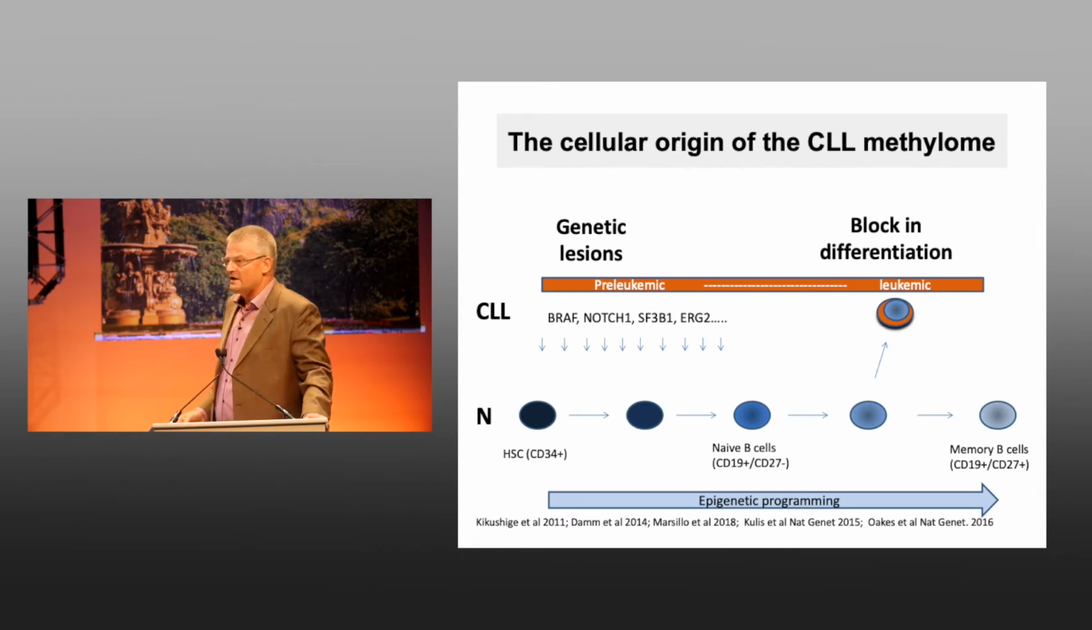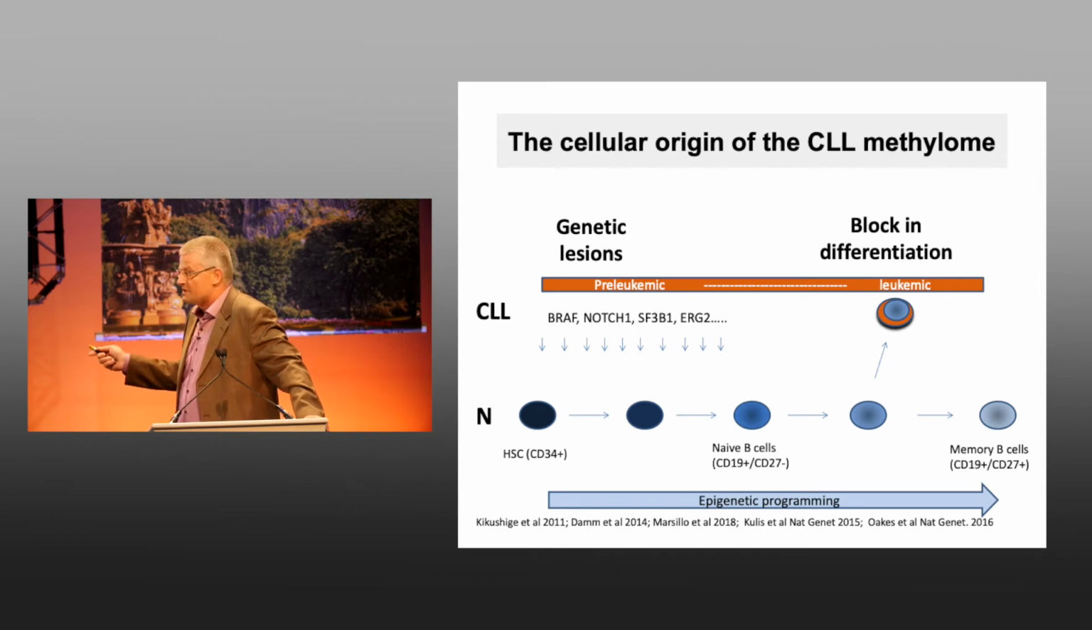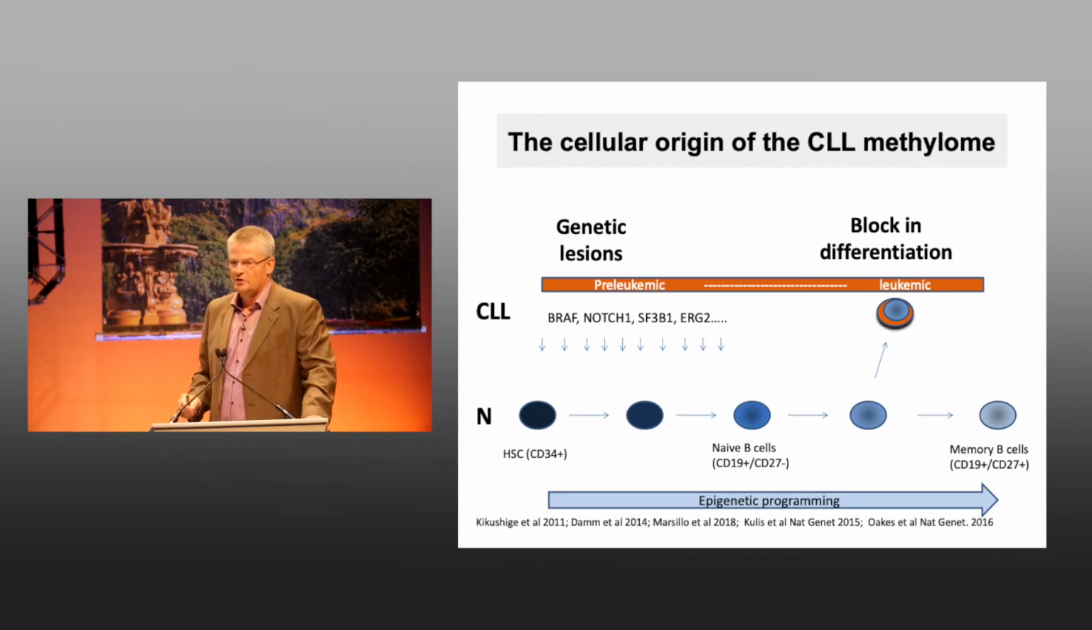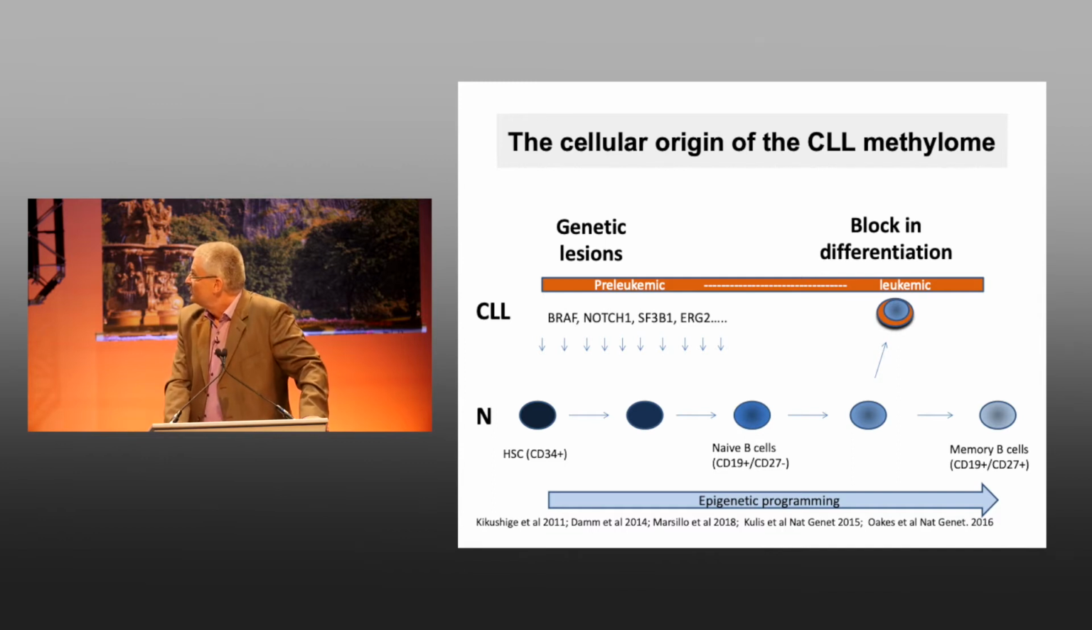Before I go into the data, I just want to show you where the field stands. We now know that genetic lesions occur in pre-leukemic samples. BRAF mutations, NOTCH mutations, we just heard about all the genetic differences. And I will now show you that the methylomes are derived from cells that are closer to the memory B cells and that resemble cells that transition through the germinal center reaction. So we are talking here about two different events that are required for the initiation of CLL.